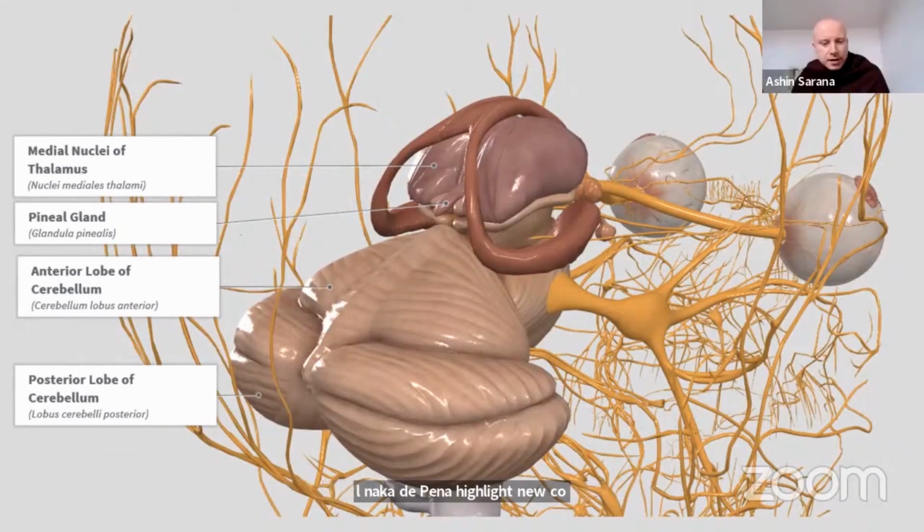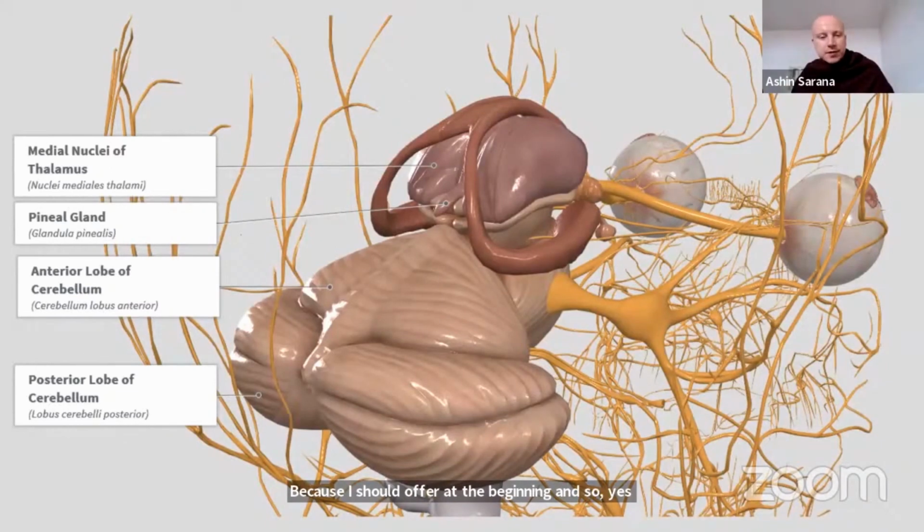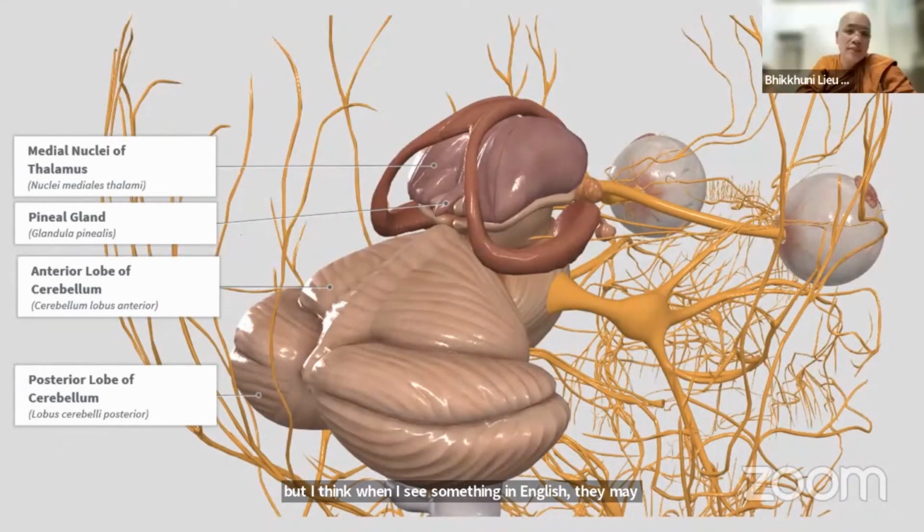Do you know that there are subtitles? If you turn on subtitles on your device, then you can see exactly what I say, and I think it's pretty accurate in the spelling. So if I say many things, you can just read the subtitles and translate what is there. Subtitle automatic? Yes. Because I switch off at the beginning, and so yes, they're disturbing when it's in Vietnamese, but I think when I say something in English, they may help you translate. Yes.